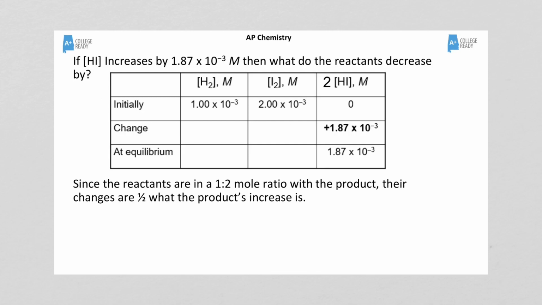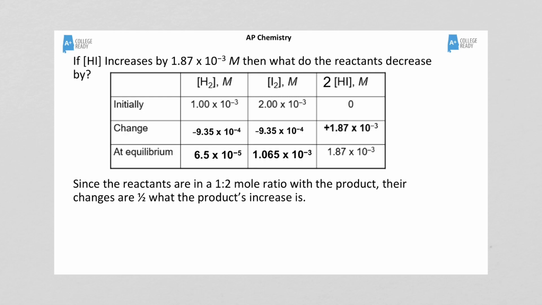Now watch your coefficients here, because notice there's an understood 1 in front of hydrogen, a 1 in front of I2, but there's a 2 coefficient in front of HI. So we do need to consider those when we think about the change line. So whatever this change is, as we see that it's written there, it's twice what these other values are, which means math-wise we need to take half of it, divide by 2, however you want to think of it. So again, since the reactants are in a 1 to 2 mole ratio with the product, their changes are half what the product's is. So then when I fill in those, then I actually do the math down each column.